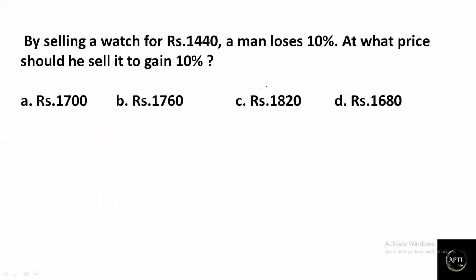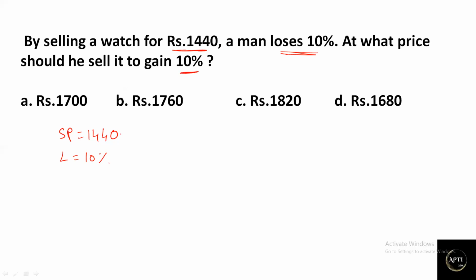By selling a watch for rupees 1440, a man loses 10%. At which price should he sell it to gain 10%? Try to understand this question. A man sells a watch for 1440 rupees. Can I say that the selling price of the watch is 1440 rupees? But when he sells it for 1440 rupees, he incurs a loss of 10%.